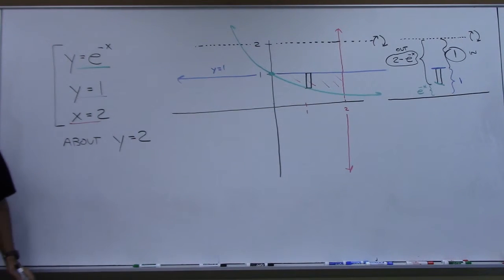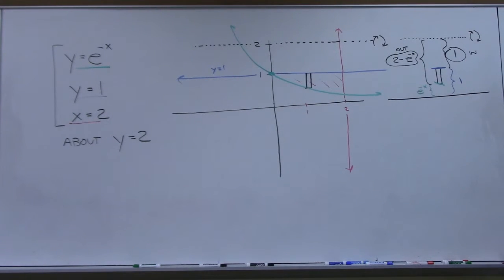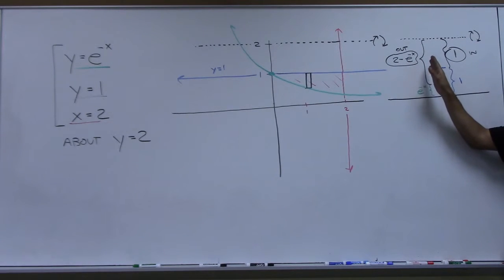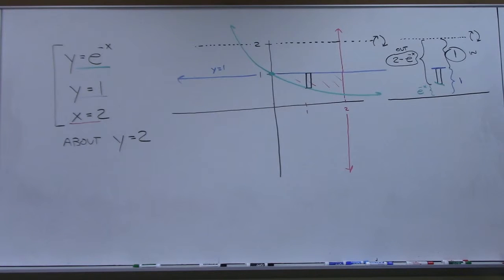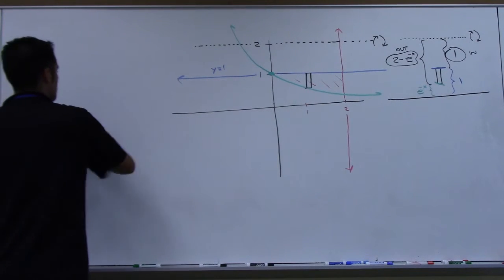No cartwheel. It's not happening. Bless you. We sure? Everyone understands why this is not e to the negative x minus 2, right? It has to be 2 take away the e to the negative x. All right. I'm ready for integral.